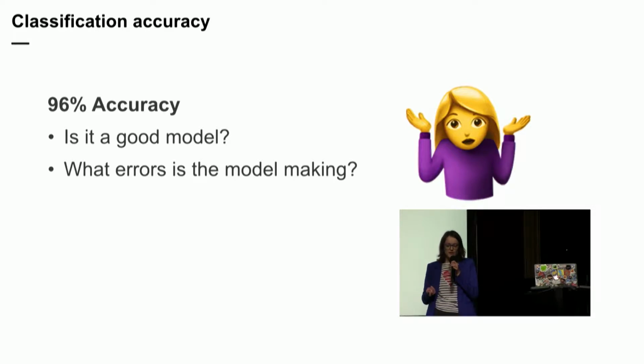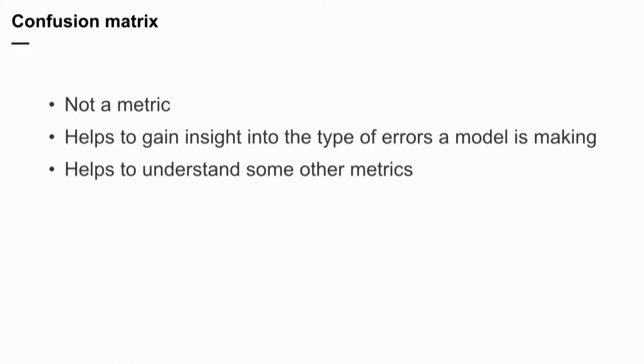And lucky for us, there's a lot of tools, there's a lot of metrics. And first of all, there's the confusion matrix, which is not an evaluation metric, but more of a diagnostic tool to get insight into the type of errors your model is making, and it's also very useful to understand other metrics that can be derived from it.